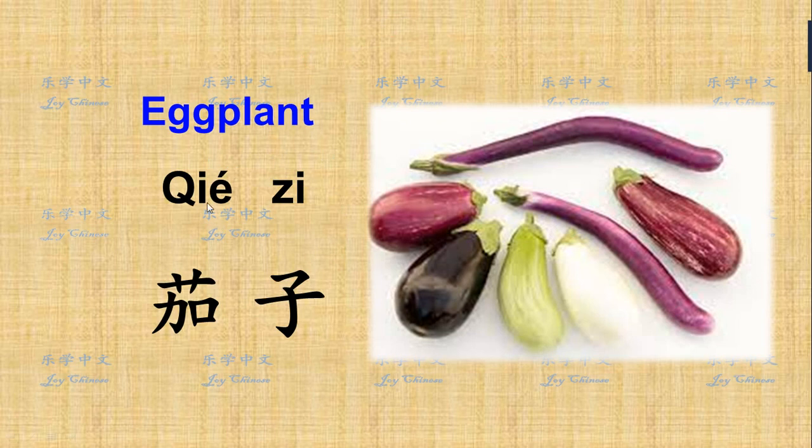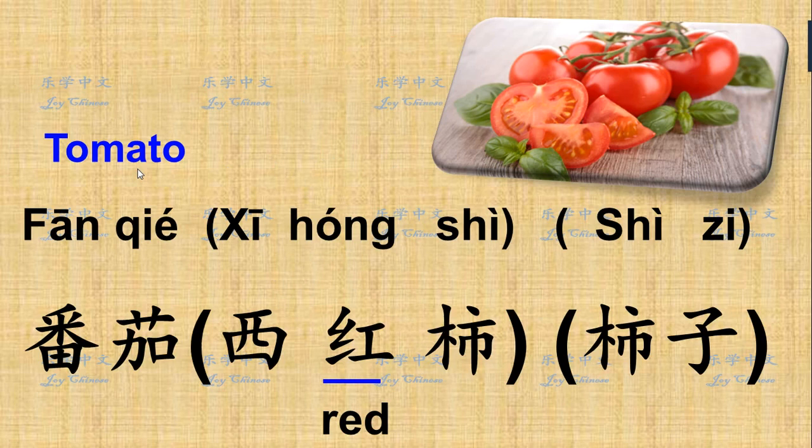In Chinese, we call it 茄子. 茄 is the second tone, 子 is light, doesn't have any tone. 茄子. Eggplant, 茄子.